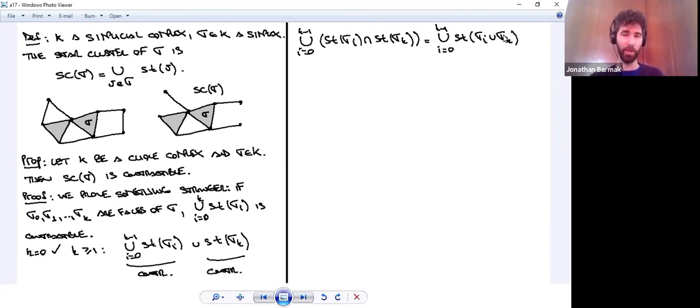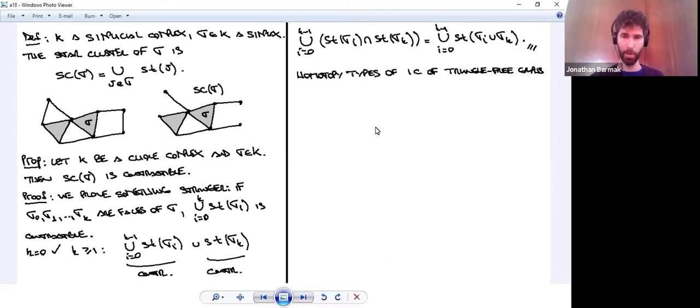But this thing here is again a collection of faces of the original sigma, and we have less than k plus 1 of them. So again, by induction, this will be contractible. Okay, so we have finished the proof. The star cluster of a simplex is always contractible.